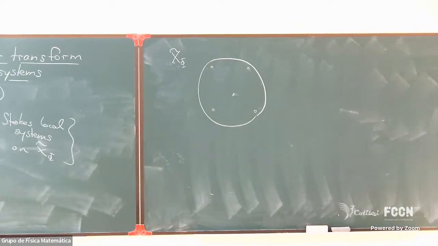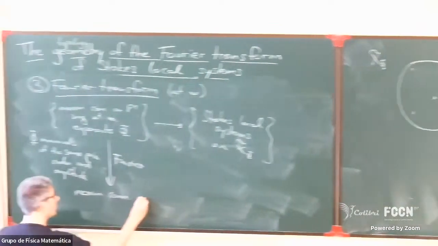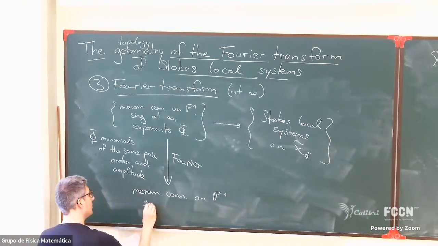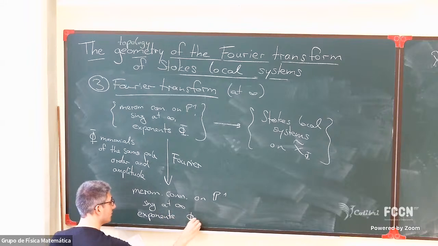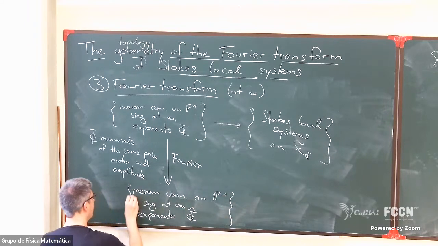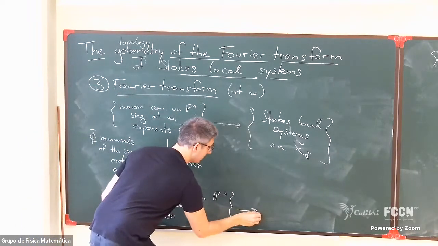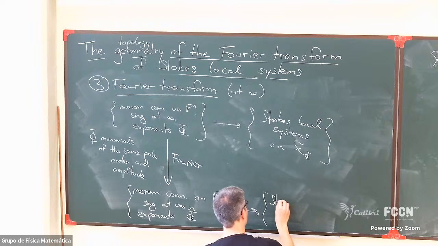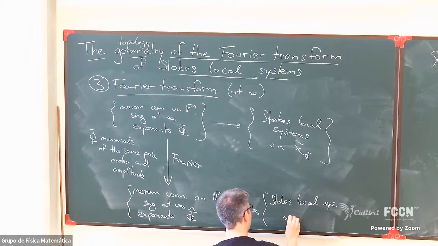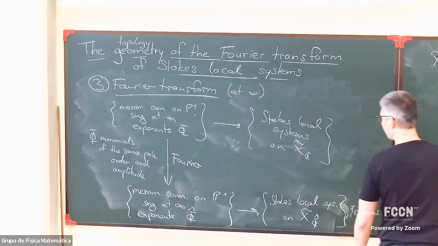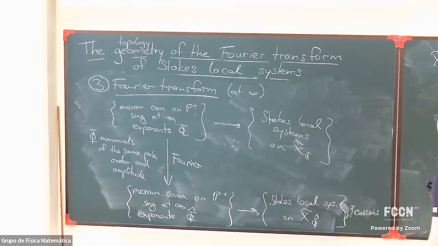From the beginning, we do Fourier transform, which means we get, again, a meromorphic connection on P1 with a singularity at infinity, and exponents, so the exponents might change, so I call them phi hat, and this again corresponds to Stokes local systems on now these spaces. And what does it mean the exponents change? This is something we understand very well.